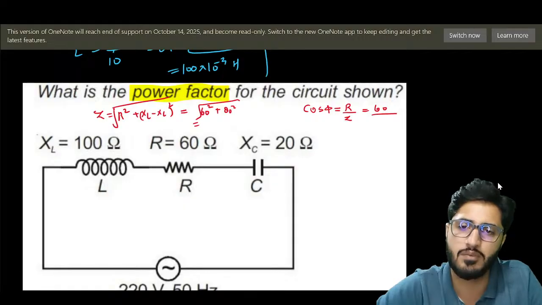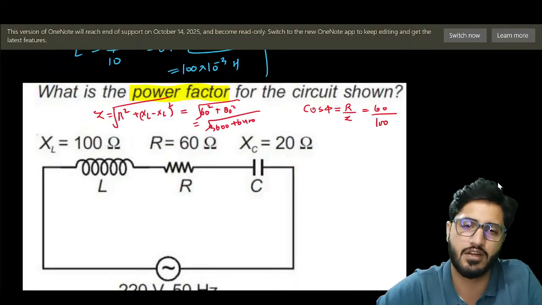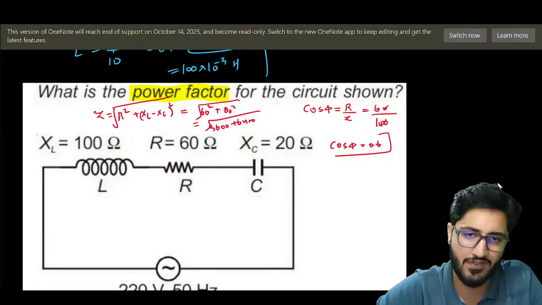Done. It will be 60 square, 3600, plus 64 hundred, then it is 100. It will be 100 now. Cancel out. It is 6 by 10, it is 0.6. So cos phi equals 0.6. My answer is 0.6. Okay.